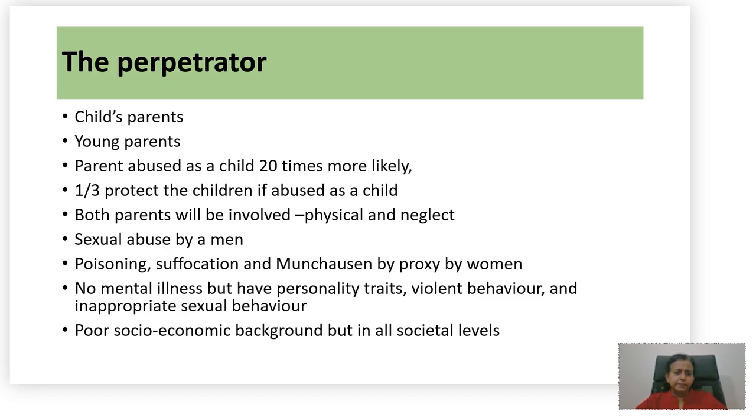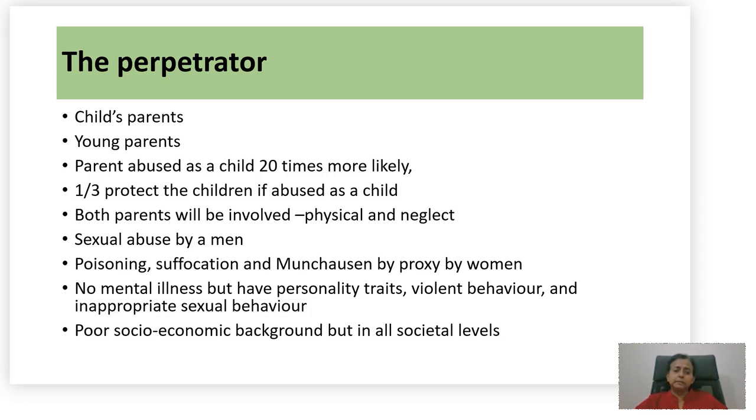So the perpetrator, the person who inflicts the maltreatment, is usually the child's parents. They may be young themselves, teenagers or adolescents. Their parent was abused as a child. It is 20 times more likely that the parent was abused. But still, sometimes you encounter a few parents who overprotect their children because they were abused as a child, so now they are trying to overprotect their child.